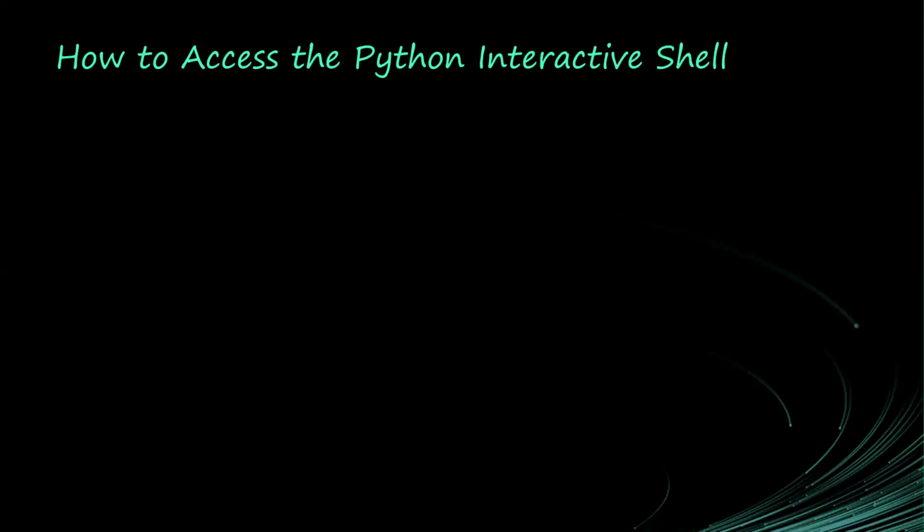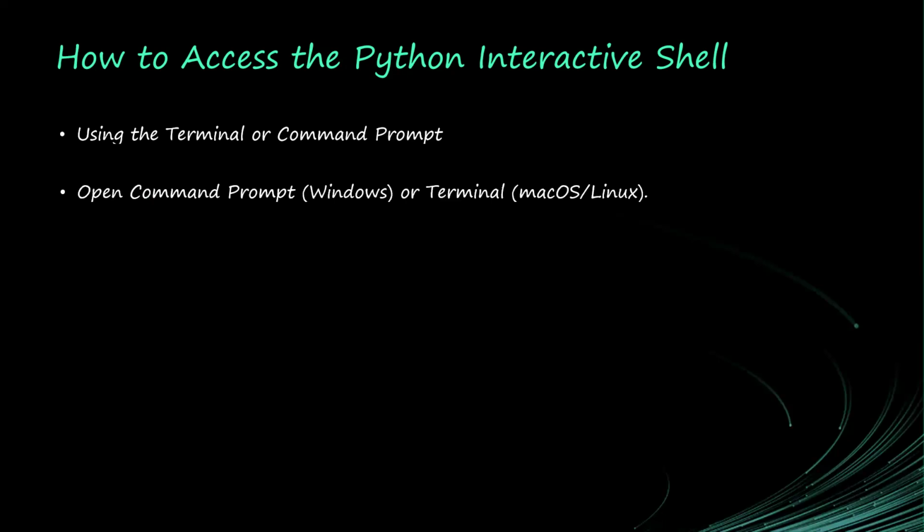So how do you access the Python interactive shell? Let us take a look at it. Firstly, you have to open the command prompt or the terminal. When you open it, you type in python or python3. If you're using Mac or Linux, you have to type in python3. But if you're using Windows, python is just okay.